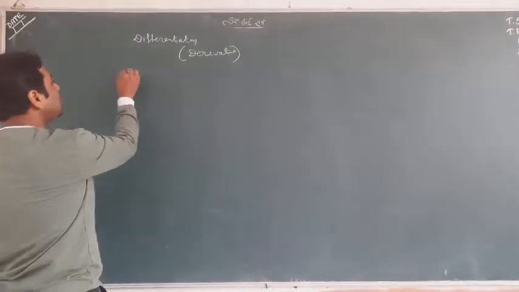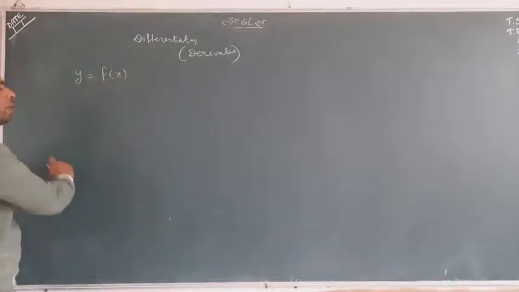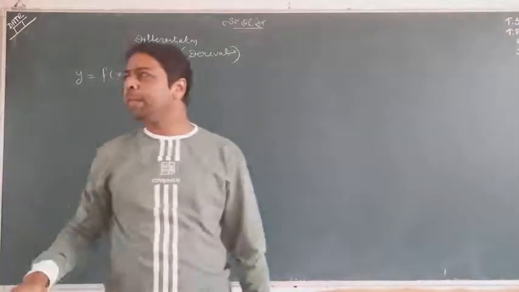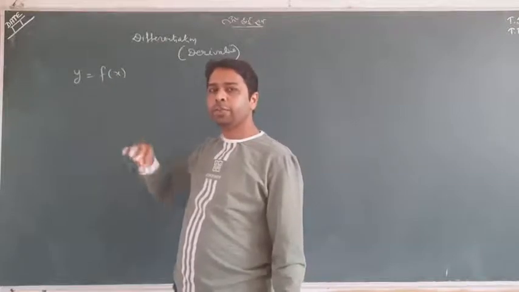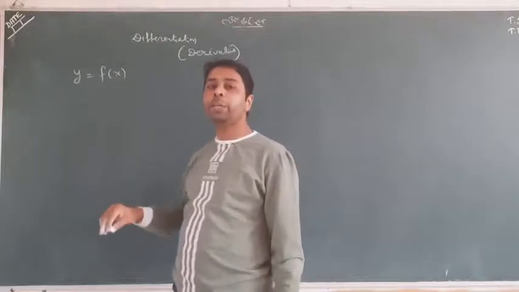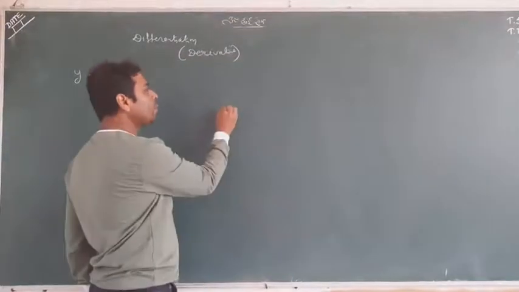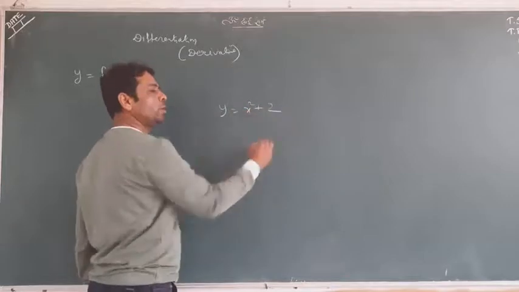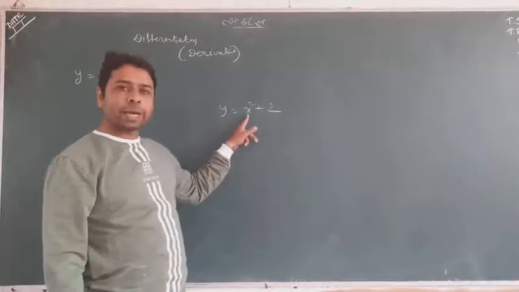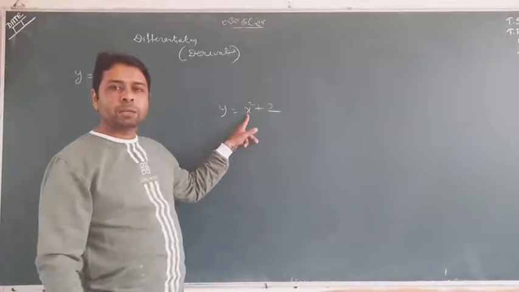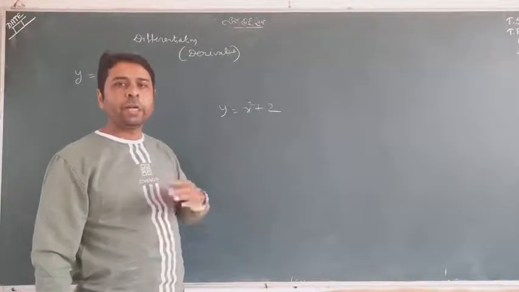Let me first speak about the sentence y equal to f of x. This is none other than a simple function where y is a function of x, where x is the independent variable and y is the dependent variable. Many times you have seen, if I write y equal to x square plus 2, what is this? This is a function. Y is a function of x. When x changes, y will also change because x is the independent variable.